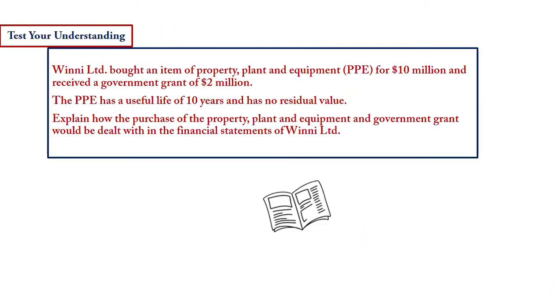Let's test our understanding. Winnie Limited bought an item of property, plant, and equipment for $10 million and received a government grant of $2 million. The PPE has a useful life of 10 years and has no residual value. We have to explain how the purchase of the property, plant, and equipment and the government grant will be dealt with in the financial statement of Winnie Limited. So let's move straight into the solution.